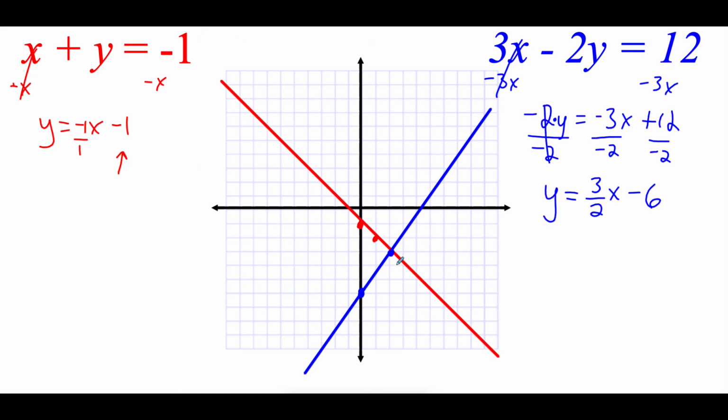Now, just like we said before, when we graph out our 2 lines, we're looking for the point where our 2 lines intersect. So they're crossing at this point right here. Looks like it's to the right 2 spaces and down 3 spaces. So that would be the ordered pair (2, -3). So that point is the solution to this system of equations.